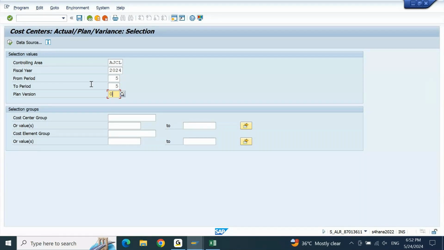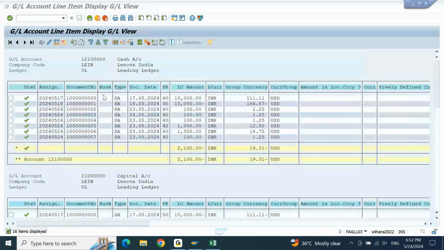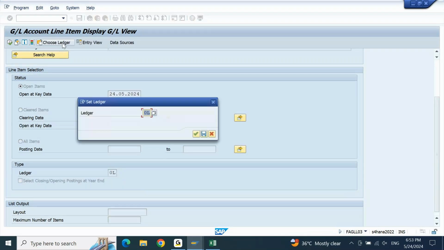Now here the system is by default taking 0, and in your report, if you scroll down, I'm not sure how many noticed, by default it will take 0L here. By default, any report that you generate in FI reads the data from leading ledger 0L. If you want it from a non-leading ledger, you need to manually click on this icon called choose ledger and put your non-leading ledger. Else it is going to generate the data strictly from the leading ledger.